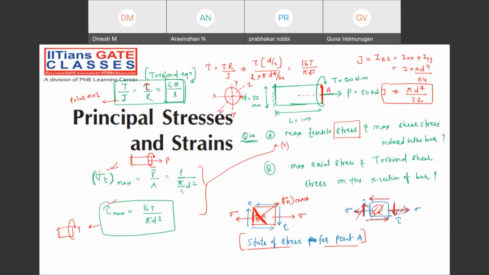The second question is whatever you are showing me right now: what is the maximum axial stress and torsional shear stress on the cross section of the bar? This question can be calculated when you have only P, or only T. If both are acting at a time, again we have to use principal stress and strain. That we will understand, do not worry. Once we have a question in front of us, things will be clarified. Do not worry. Now, after noting down, please let me know.